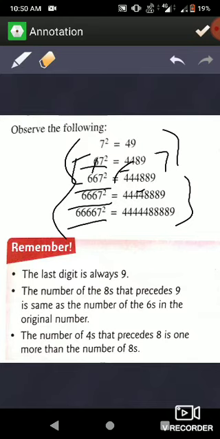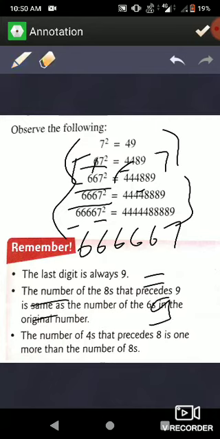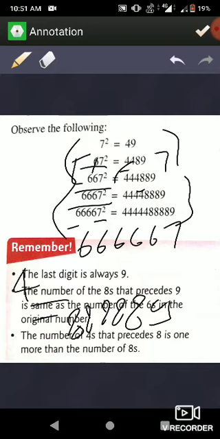So like that we are going to make the square of 66667. The ones digit will be the same now. Now for the other one, how many 8s are there? There are 5 sixes, so there are 5 eights: 1, 2, 3, 4 and 5. Now how many 4s? There are 5 eights, so there are 6 fours: 1, 2, 3, 4, 5, 6.